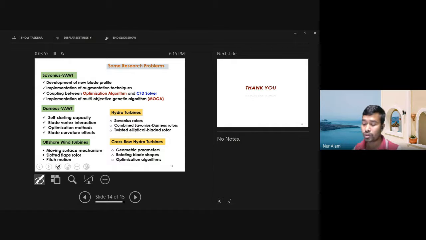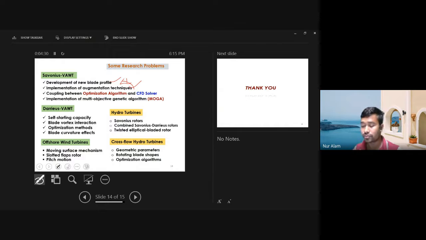You can go to Google, search on the internet, and see how I have designed the new blade. You can also create one new blade by numerical and experimental analysis. That will be your new blade profile. After creating a new blade profile, you can use some augmentation technique, as a lot of augmentation techniques are there. I want to mention something like a deflector, curtain plate, nozzle shape, and a lot of others. You can implement these augmentation techniques with the new blade profile.